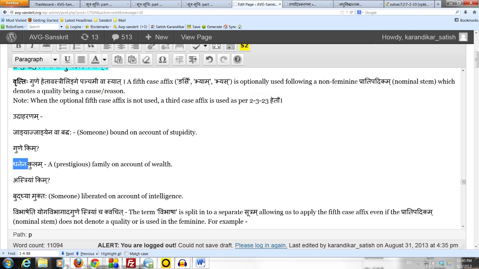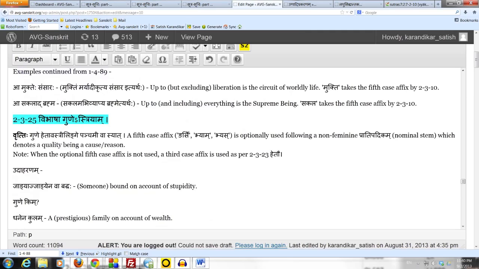And to highlight the importance of the condition Astriyam, commentator says Astriyam Kim Buddhya Muktaha. Buddhya Muktaha means someone liberated on account of intelligence. Buddhi is a feminine pratipadikam. So therefore we cannot use 2.3.25 because that specifies astriyam. And hence we have to use a third case affix by 2.3.23 Hetau to get the form Buddhya. There is no optional form.